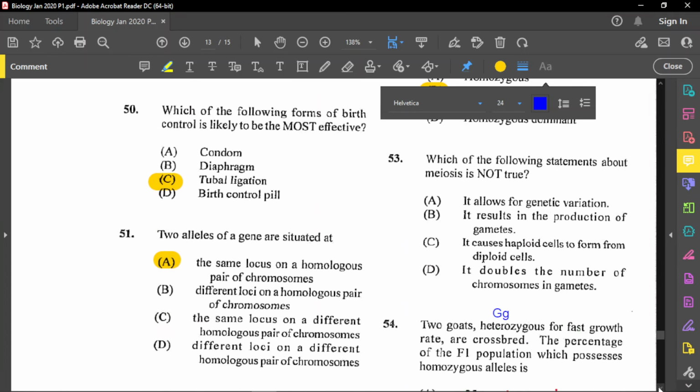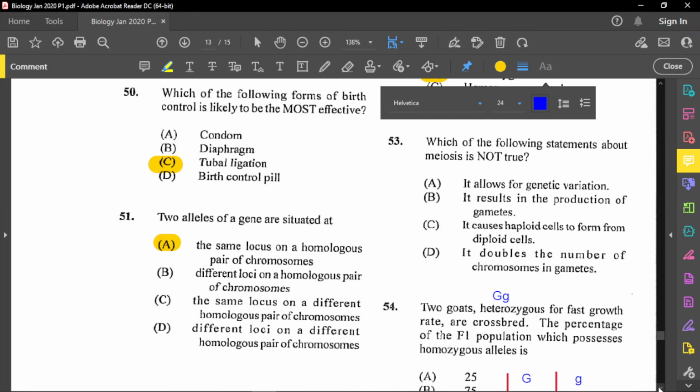All right. Where are we at? I think I missed this. 53. Yeah, we're going to 53 now. It said, which of the following statements about meiosis is not true? It allows genetic variation. That's a true statement. It results in the production of gametes. True statement. It causes haploid cells to form from diploid cells. True statement. And now we say that it doubles the number of chromosomes. No. Mitosis does that, not meiosis.